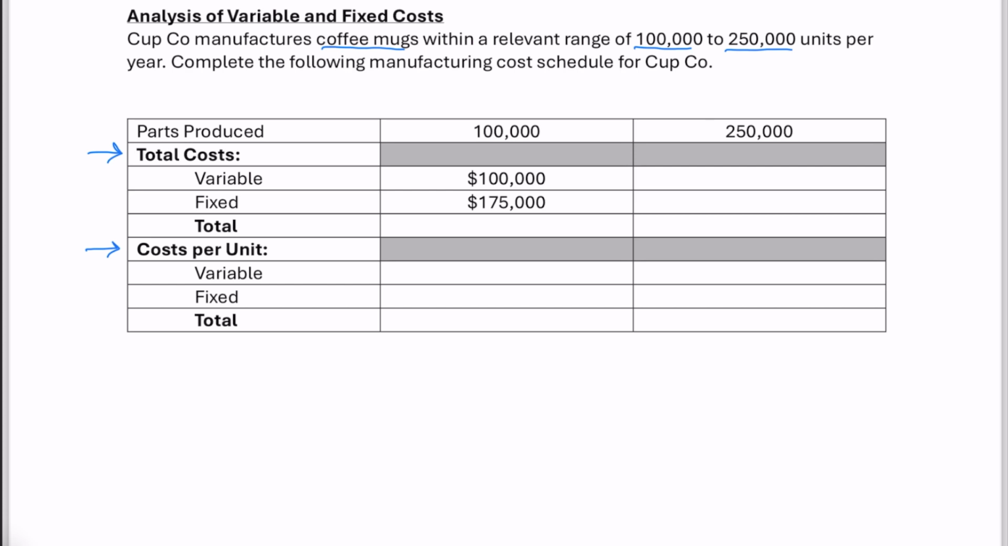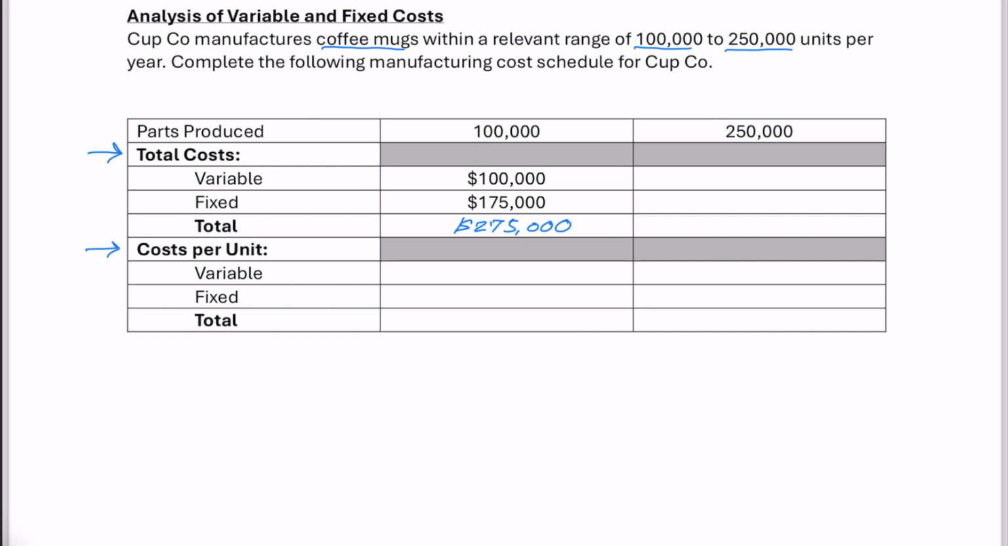I'm going to stick with the left, the units at 100,000. So variable costs and fixed costs are here. The total, we're just going to add those together, and we come up with total costs of $275,000. What we're going to do next is on cost per unit.